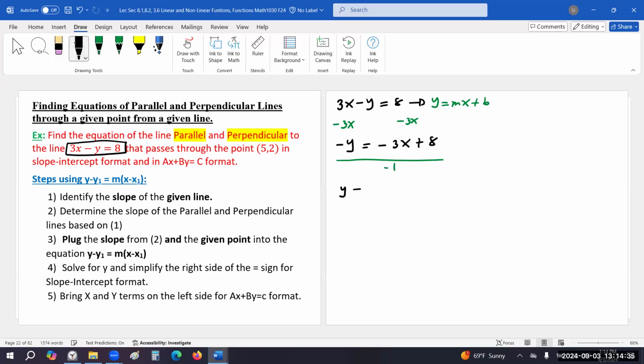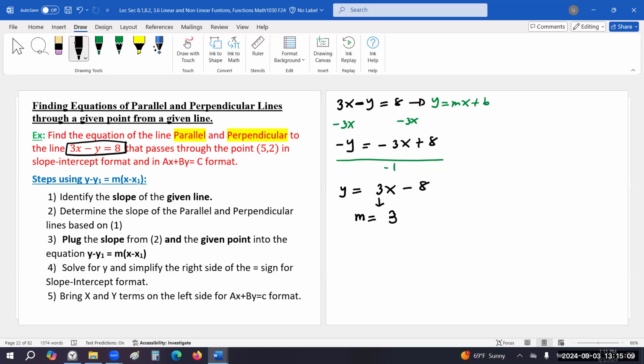So because of that, everything will change their sign. So y becomes positive, 3x becomes positive, 8 becomes negative. Y became negative because in the original equation, y has a negative sign in the front. So you still have to carry down your sign. So that tells us the slope of this line is 3.